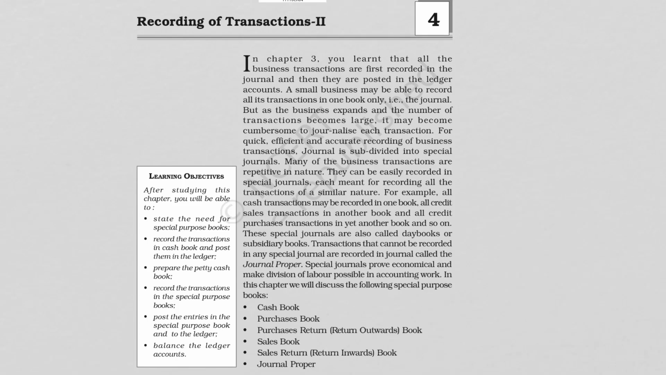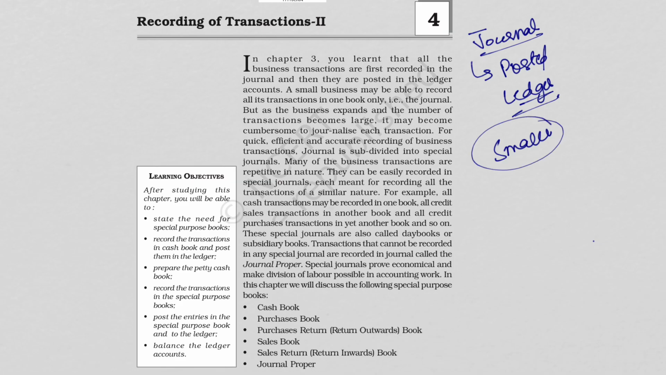So in chapter 3 we already learned that all business transactions are first recorded in the journal and then posted in ledger accounts. Now think practically. If a business is very small, then maybe it can record all the transactions in one journal book. But what happens when the business grows?